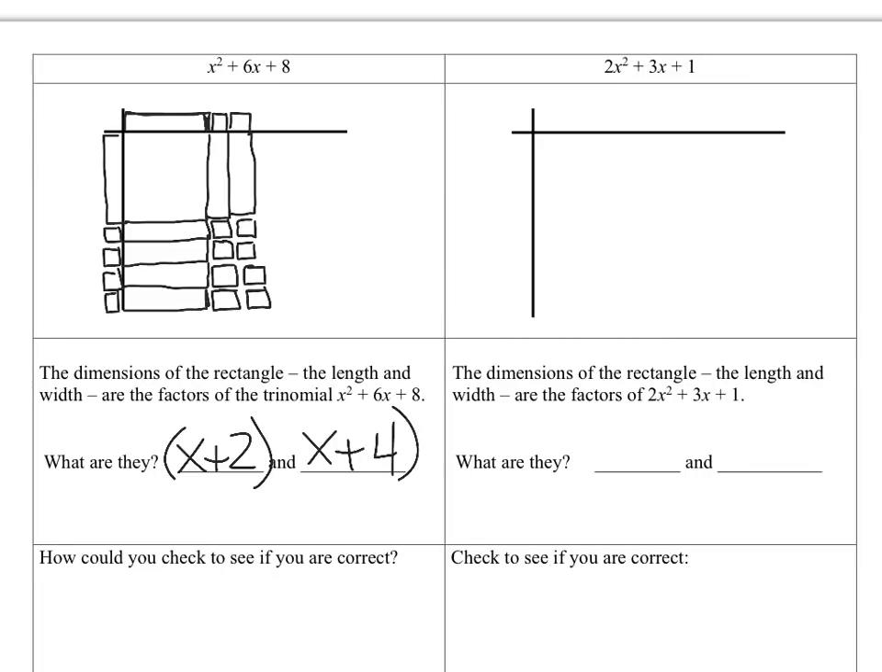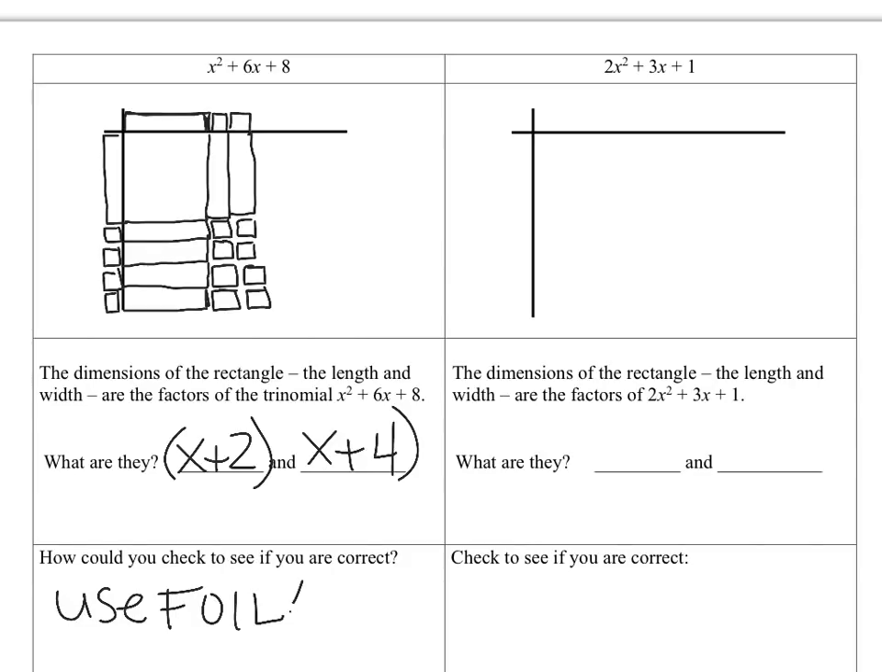Now, if I wanted to check to see if I was correct, the question right here is how could I check to see if I'm correct? Well, I would use FOIL. Let's just do it mentally right now. If I do x times x, that's x squared. If I do x times 4, well, that's 4x. Let's keep that in our head, 4x. And if I do 2 times x, that's 2x.